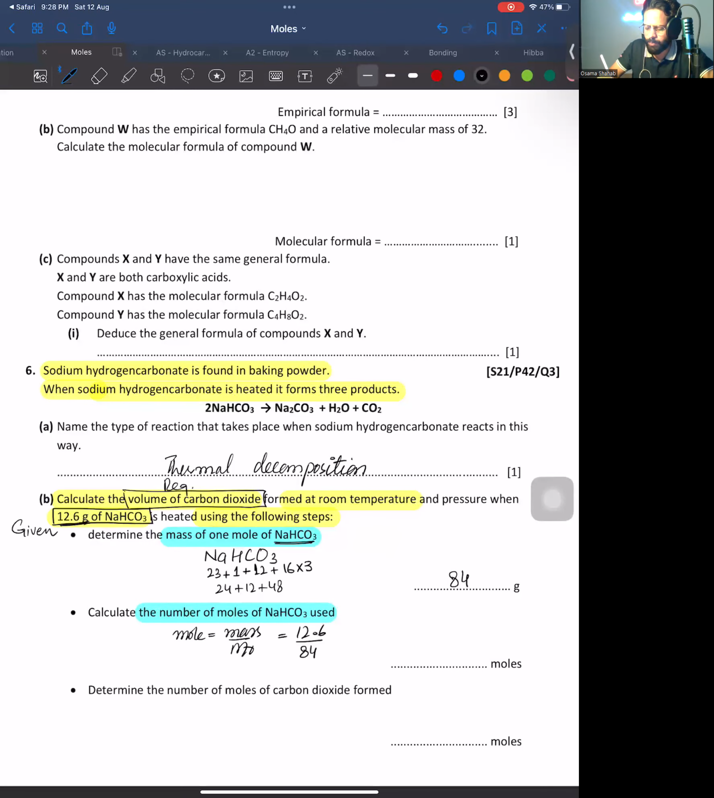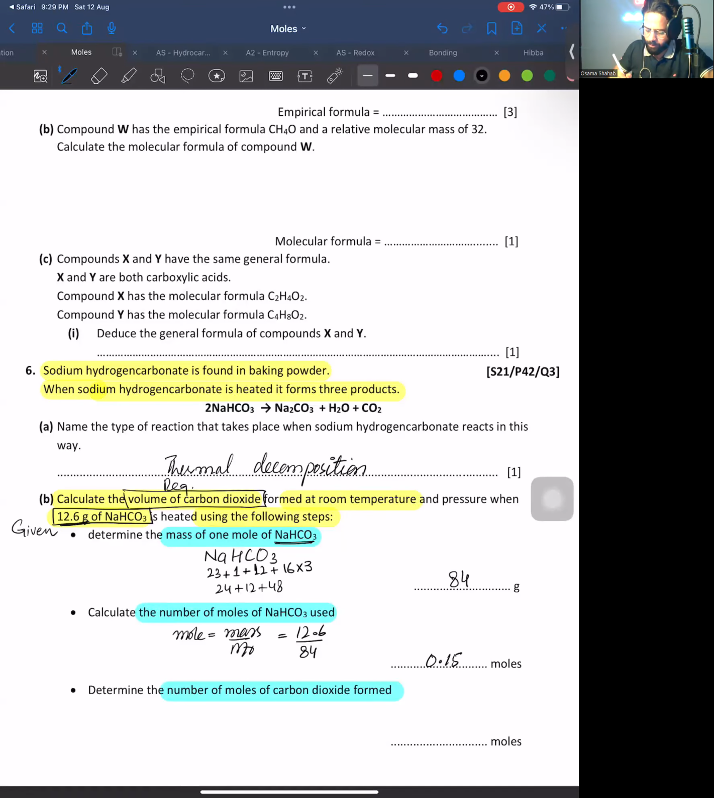0.15. 0.15, not 1.5. Right? Yeah, 0.15. Okay, then later on, determine the number of moles of carbon dioxide formed. Now you just need to see this, that you are using 12.6 grams of sodium hydrogen carbonate. So they are asking how much carbon dioxide is produced. It means from the moles that you are using right now, these moles are going to form how much amount of carbon dioxide, right? Let's see.